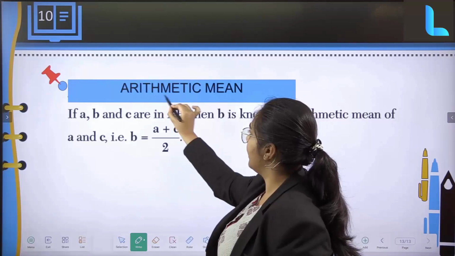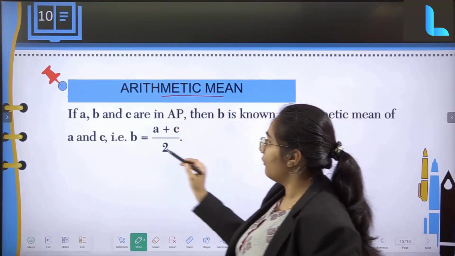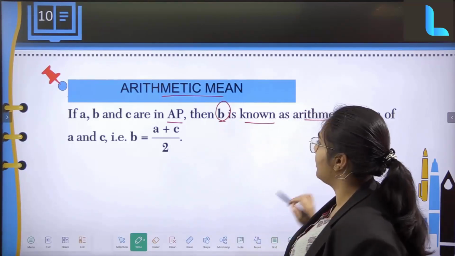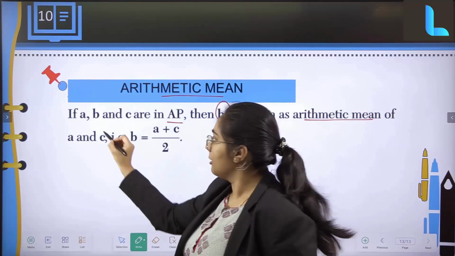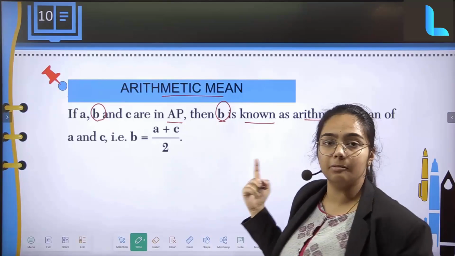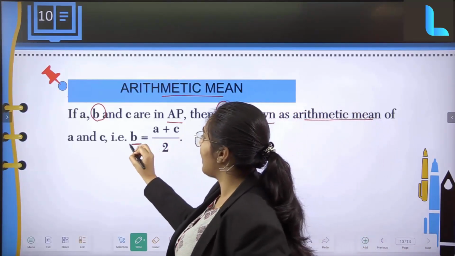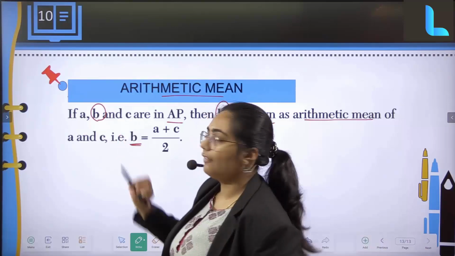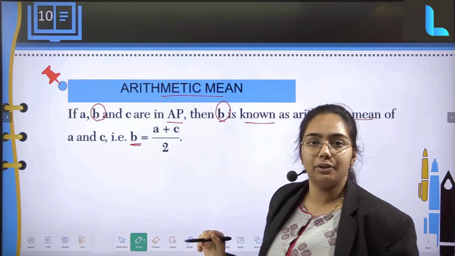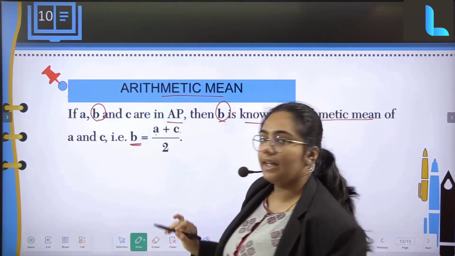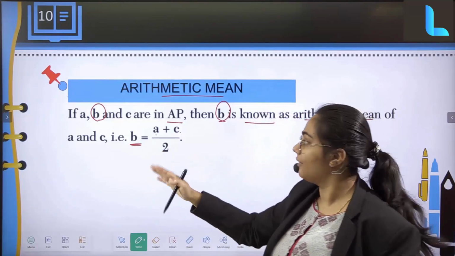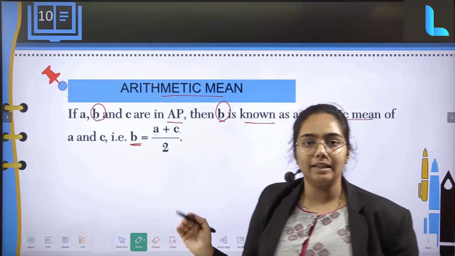So arithmetic mean, that is AM, how do you find that? If A, B and C are in AP, then B is the arithmetic mean. A, B and C have been given. B is going to be the arithmetic mean. So how do you find the value of B? B is going to be the average of A and C. The average of A and C is nothing but (A plus C) divided by 2. Divided by 2 because there are two terms. So if you take the average of A and C, that is when you will get the value of B.